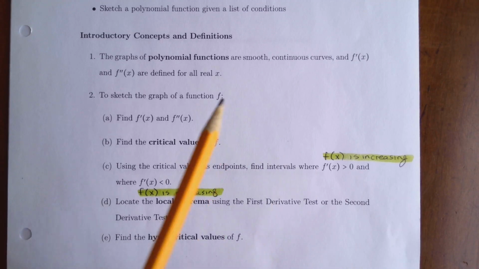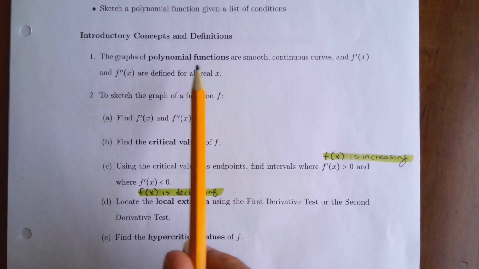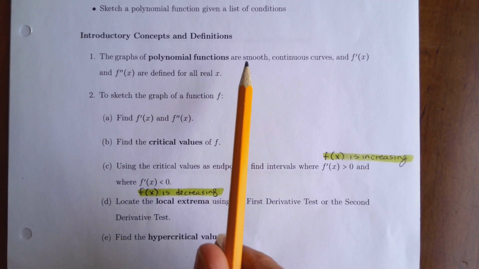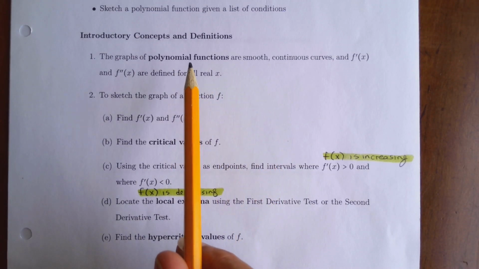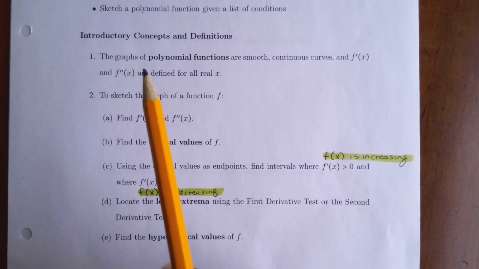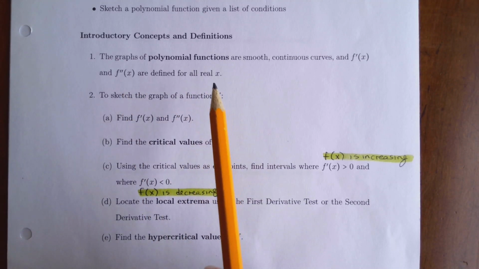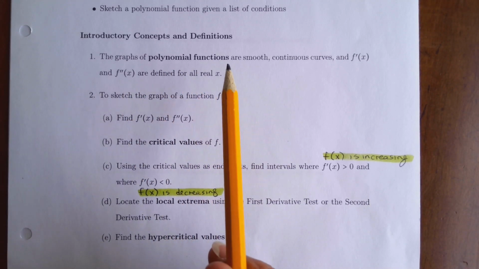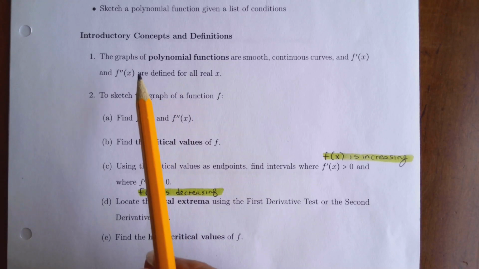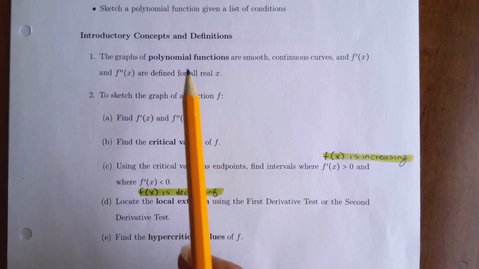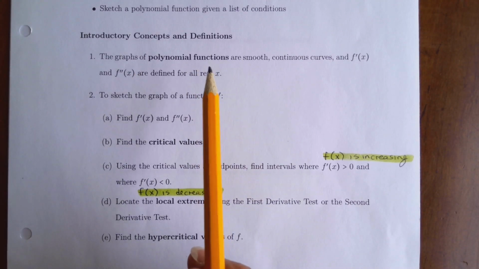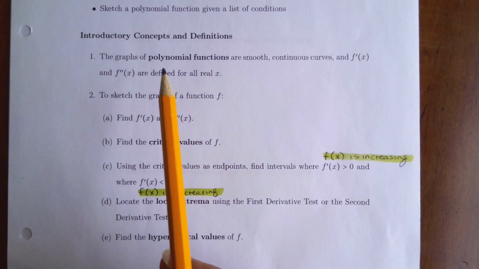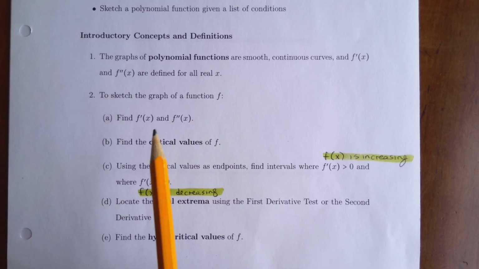So first, let's just remember what a polynomial function looks like. It's a smooth, continuous curve, and the domain is all real numbers, which means the derivative and the second derivative exist for all the x's in the function. So there are no problems with finding a first and second derivative for polynomials. For polynomials, we're just going to use the nice first derivative rule we learned, which was the power rule. So that's the good thing today.